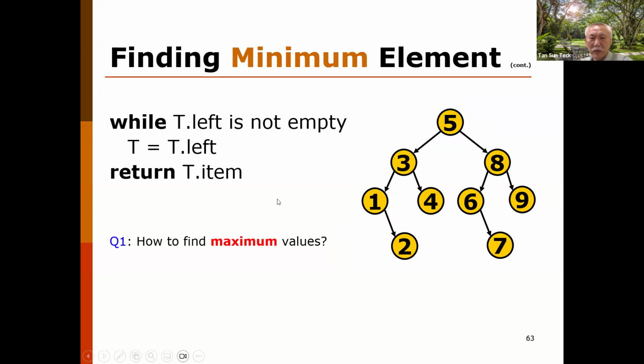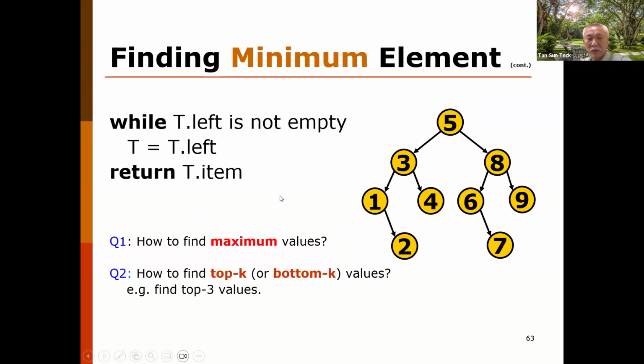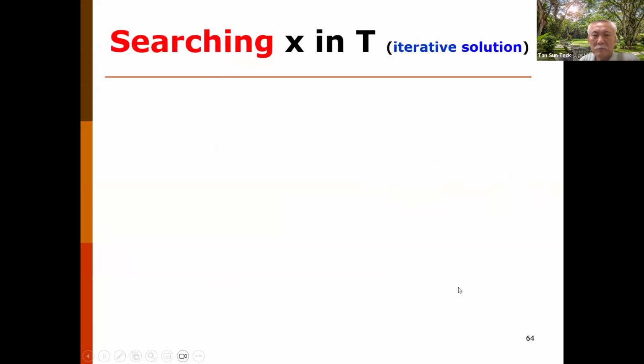Okay, so we have already mentioned this. And how to find the top k or bottom k elements. For example, the top three. So we know that the top elements must be on the right-hand side, right? If you say top one, it will be the maximum, and then top two will be the root before this maximum node.